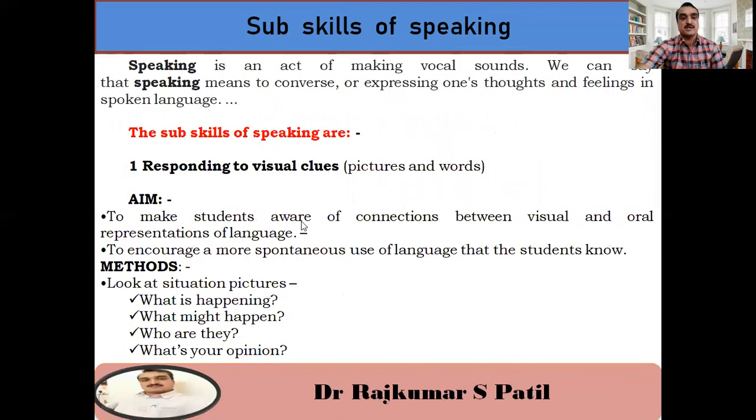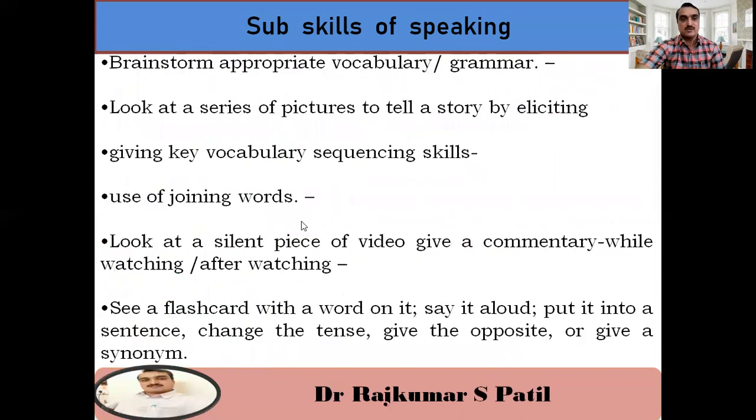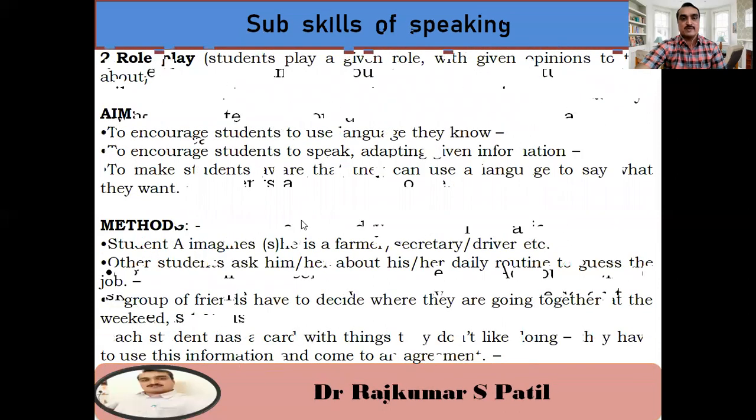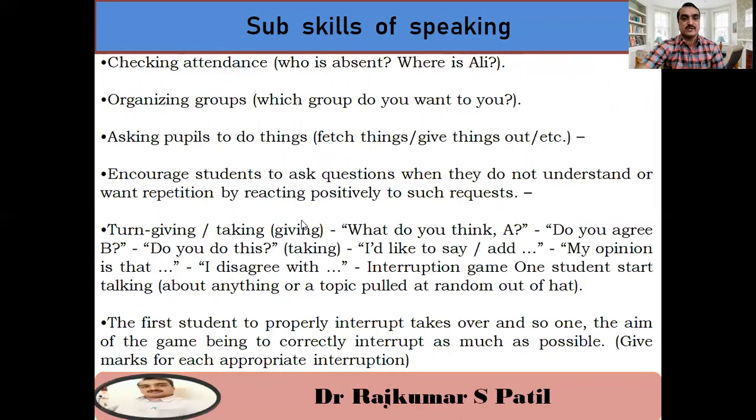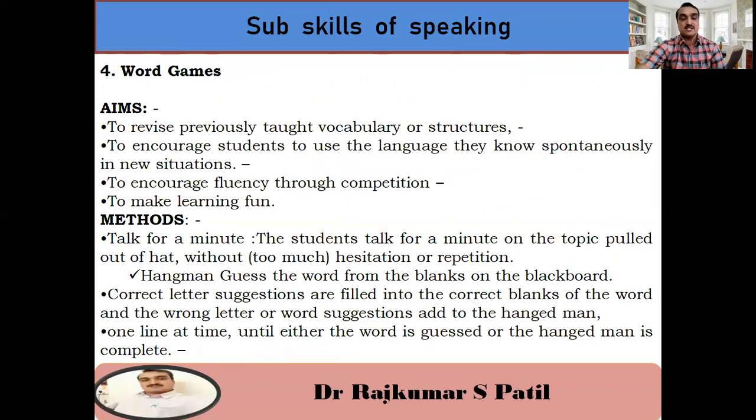The sub skills of speaking are: first, responding to a visual. Next is role play. Third one is conversation, and the fourth one is the word game method. These four are considered sub skills of speaking ability.